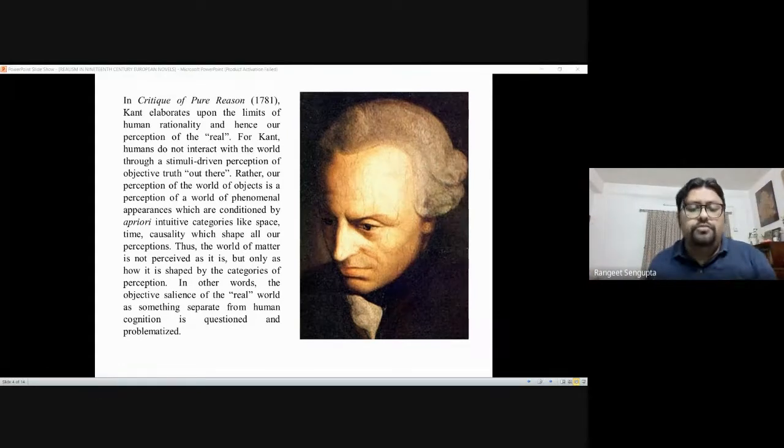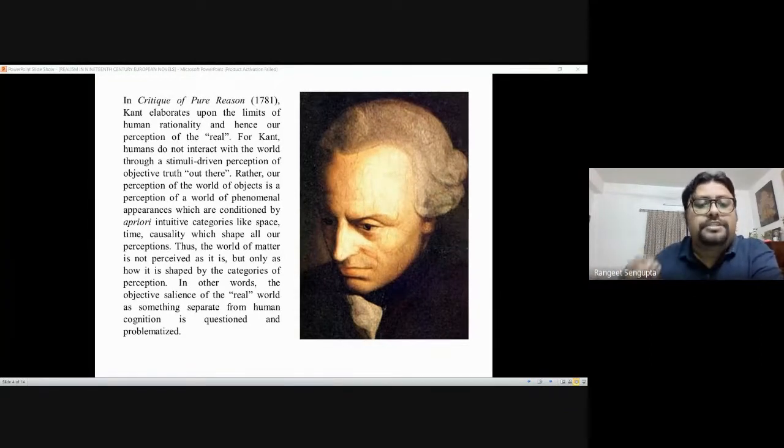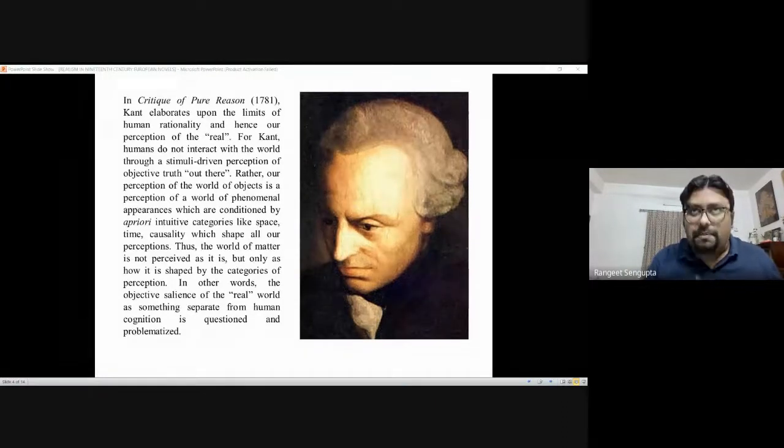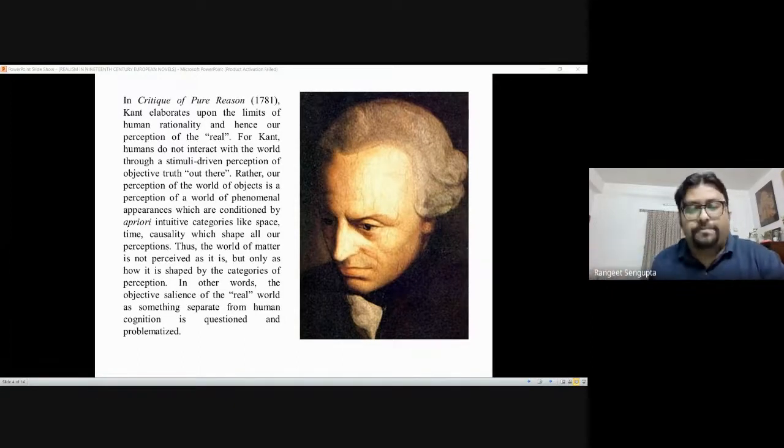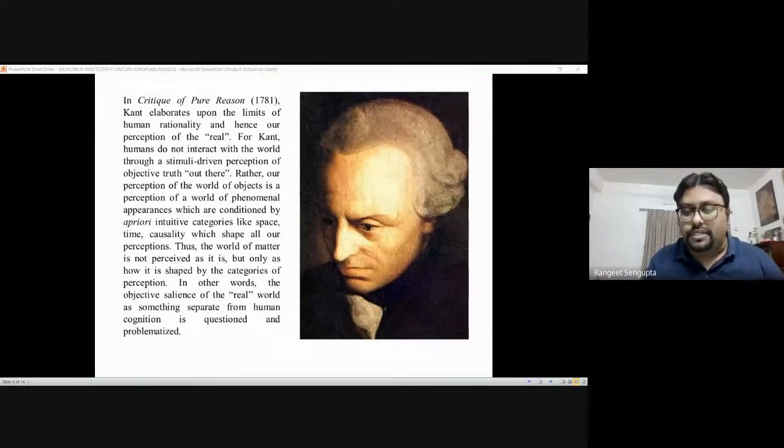For Kant, humans do not interact with the world through a stimuli-driven perception of objective truth out there. Rather, our perception of the world of objects is a perception of a world of phenomenal appearances, which are conditioned by a priori intuitive categories like space, time, causality. Thus, a world of matter is not perceived as it is, but only as how it has been shaped by the categories of perception. In other words, the objective salience of the real world as something separate from human cognition is questioned and problematized by Kant.